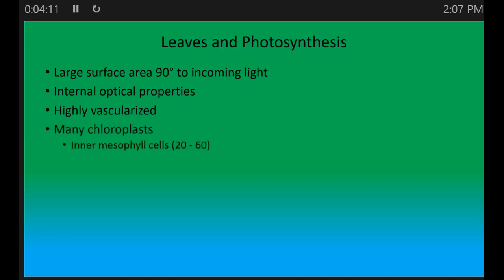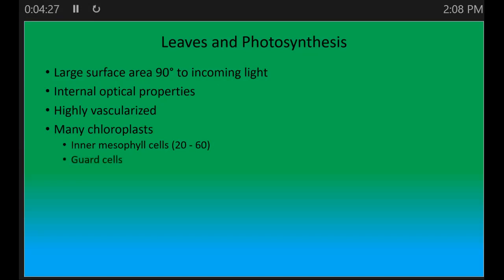Lots of chloroplasts per mesophyll or parenchyma cell inside. Anywhere from 20 to 60 is a decent range for where that covers most species that they've looked at. So again, having lots of chloroplasts means you can do lots of photosynthesis.